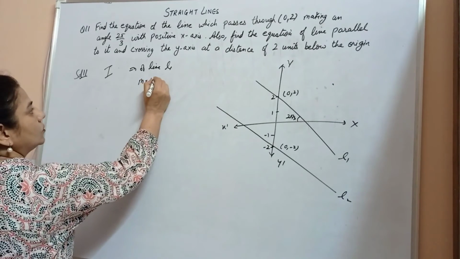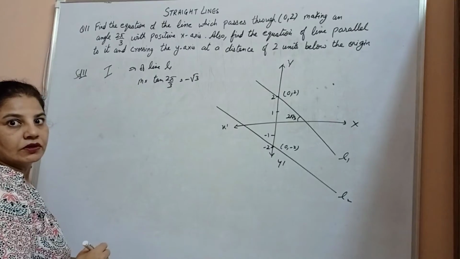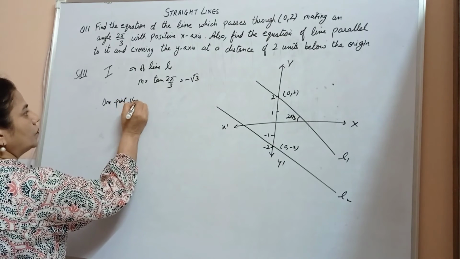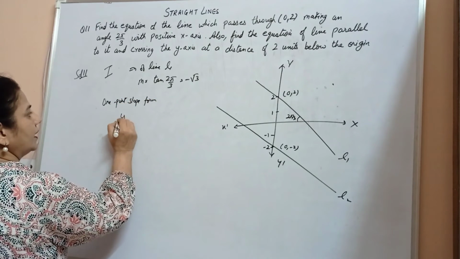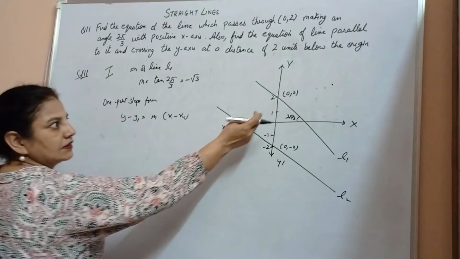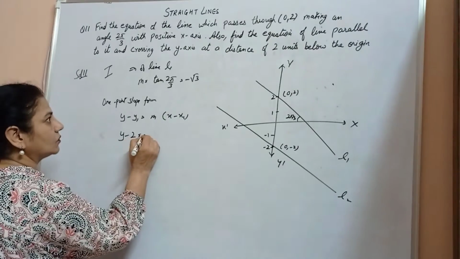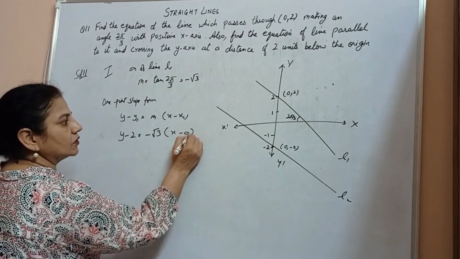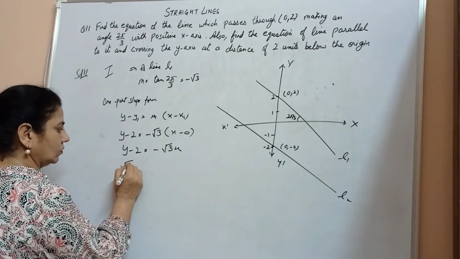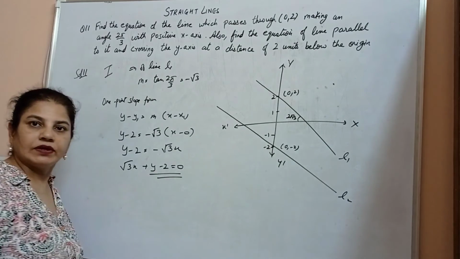So we say m is equal to tan 2 pi by 3, which is equal to minus root 3. So the one point slope form equation will be given as y minus y1 is equal to m times x minus x1. Substitute the value y as 2 and x as 0. So we get y minus 2 is equal to minus root 3 times x minus 0. y minus 2 is equal to minus root 3x. So we get root 3x plus y minus 2 is equal to 0 is the required equation of the line.